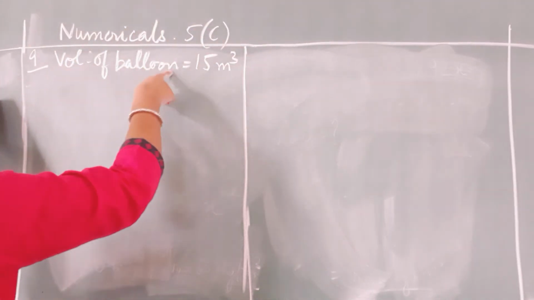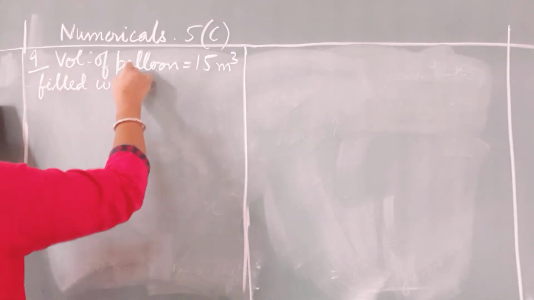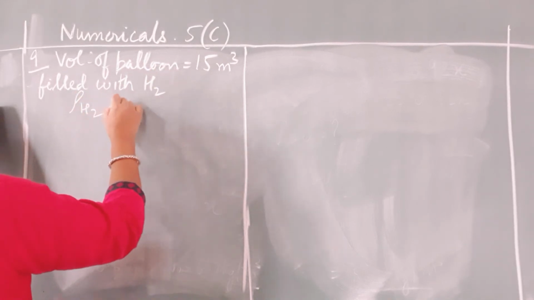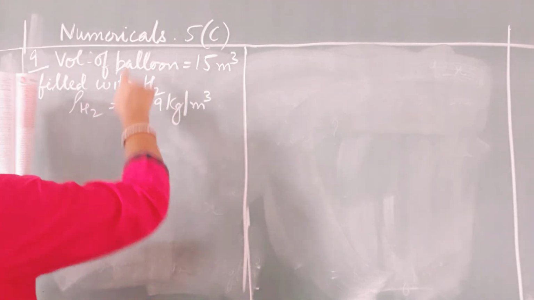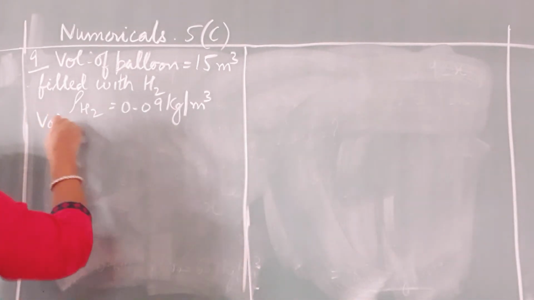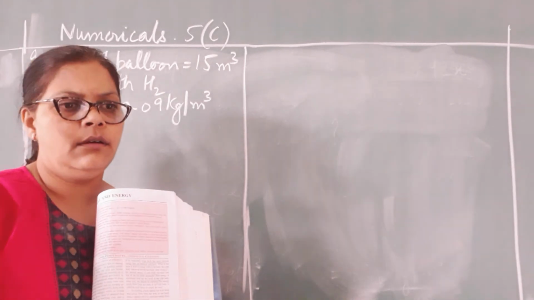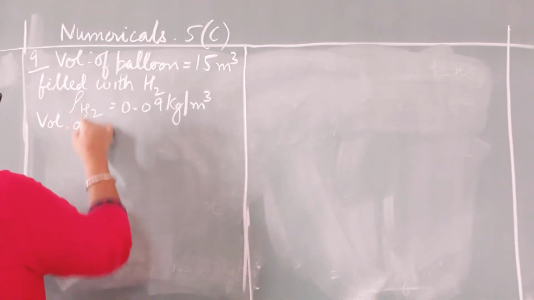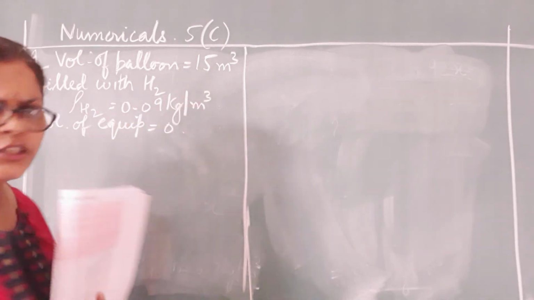And this balloon is filled with hydrogen. The density of hydrogen is given to be 0.09 kg per cubic meter. The volume of the equipment is negligible. Okay, so there is an equipment which is hanging below the balloon. You know, a weather balloon records the atmospheric temperature, pressure, etc. So it has an equipment. So the volume of equipment is considered to be almost zero. Negligible means almost zero.